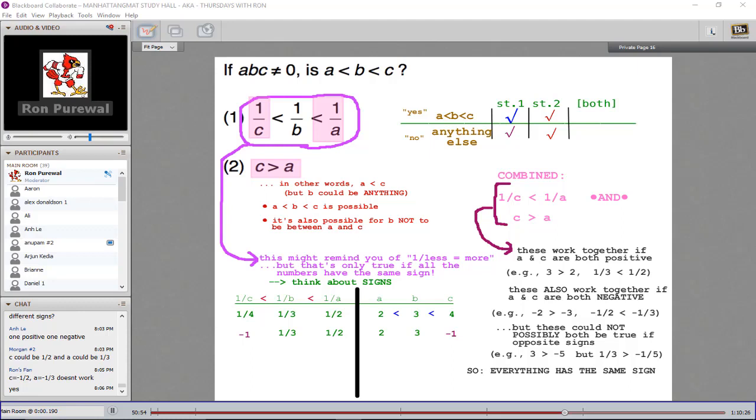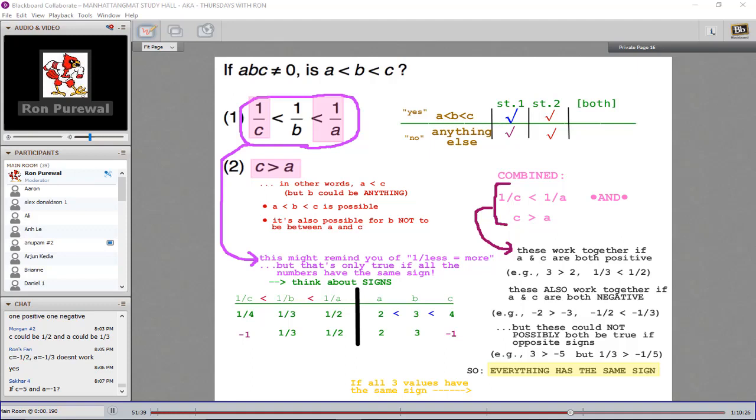Smiley face if that makes sense. It could be all positives. It could be all negatives. But we definitely know that everybody has the same sign. We just proved that A and C have to have the same sign. And because 1/b is stuck between these two things, which have the same sign, it also has to have the same sign. So if everything has the same sign, then that relationship of 1 over less is more is going to work. If all three values have the same sign, you bet it will.